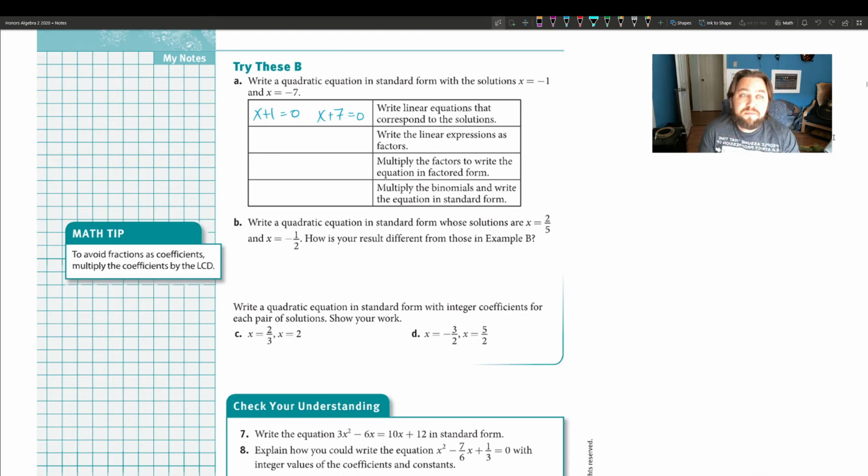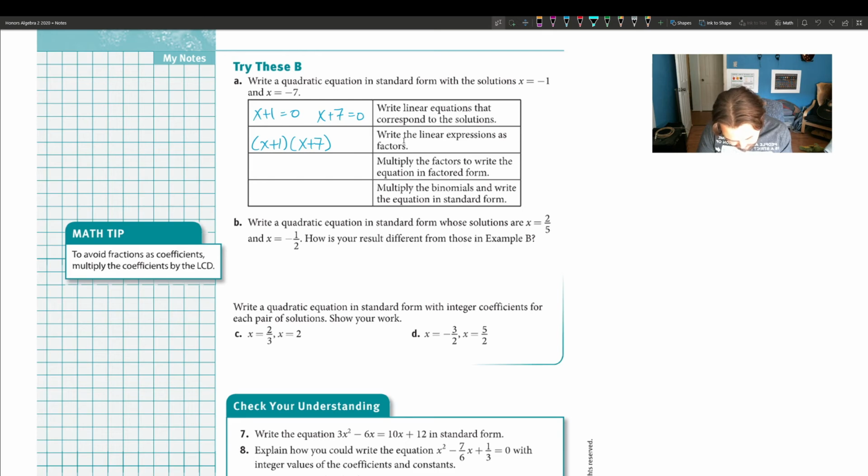So I took this solution and did the opposite of it, right? And I got this. So we're going to write this as factors, okay? That would be x plus 1 and x plus 7. Now we're going to multiply the factors, which gives us, let's see here.